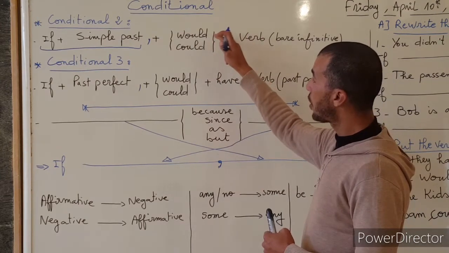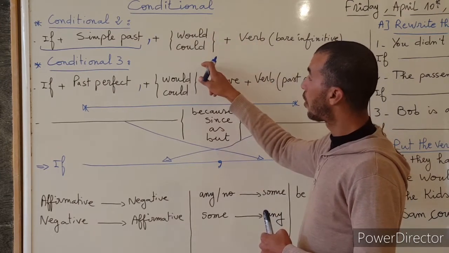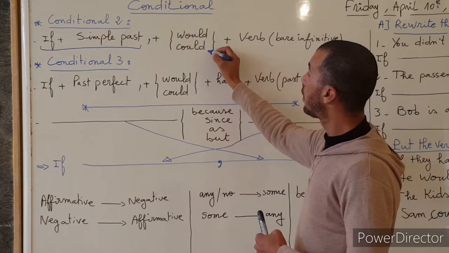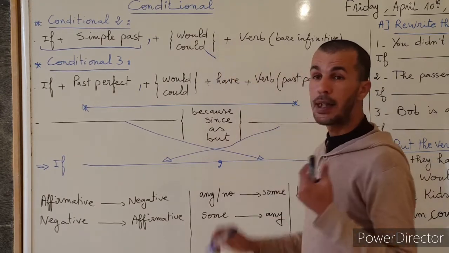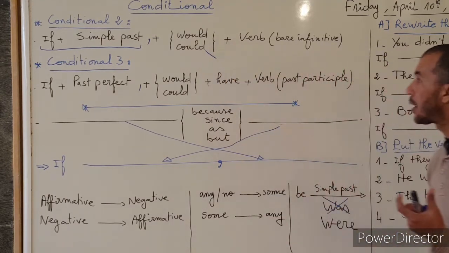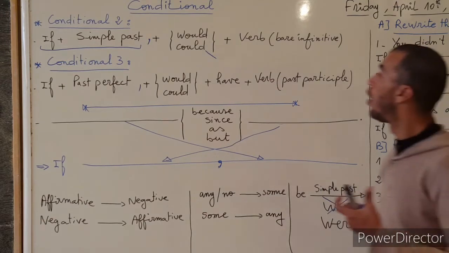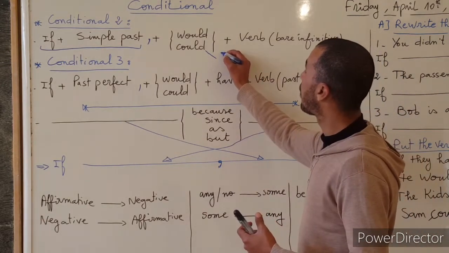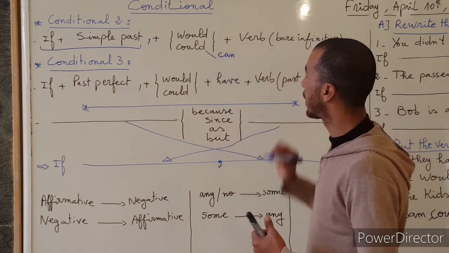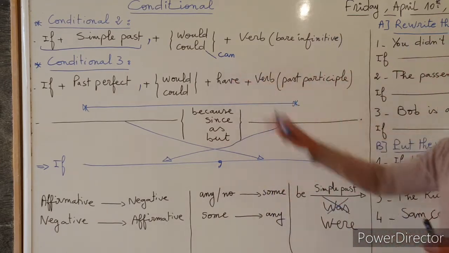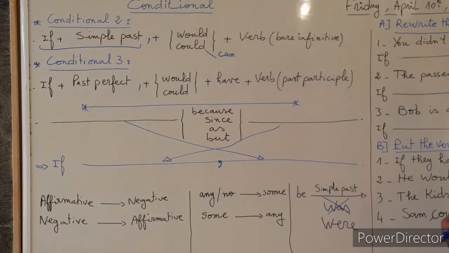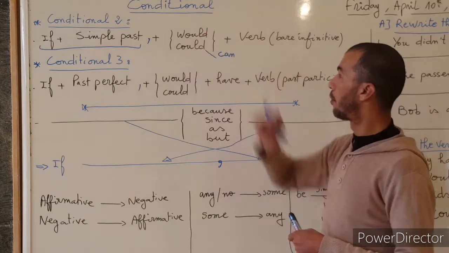When do we mention would or could? For could, when we have that meaning of ability or possibility, or simply, for example, when we have can in the sentence. But if we don't have can or be able to, it's always would.